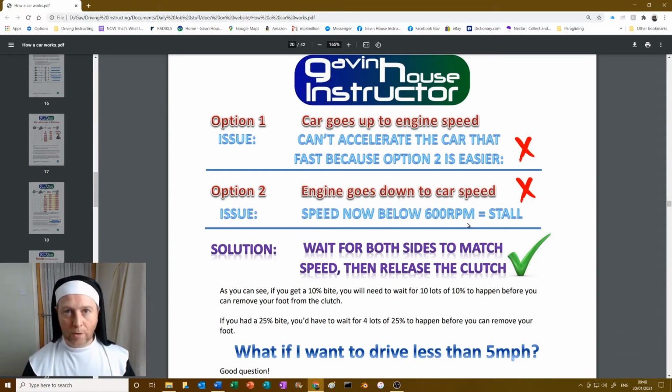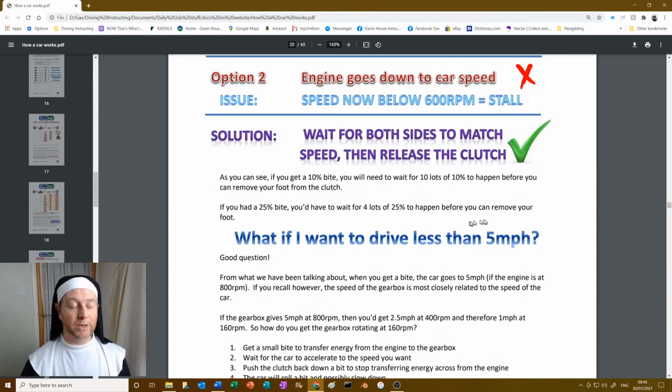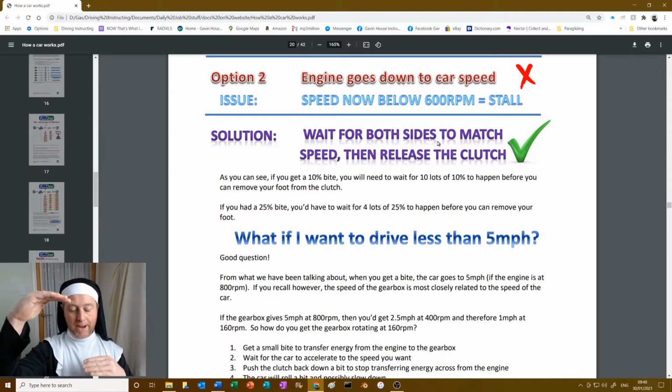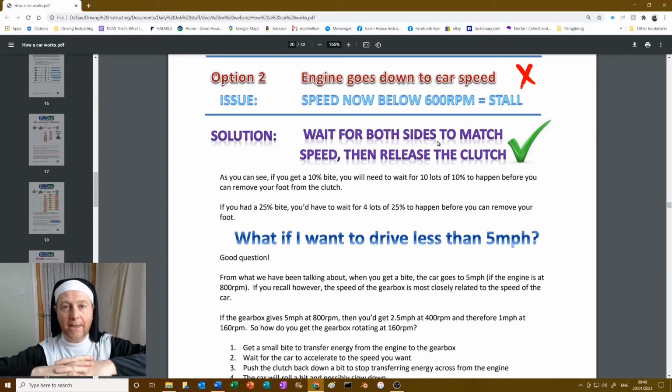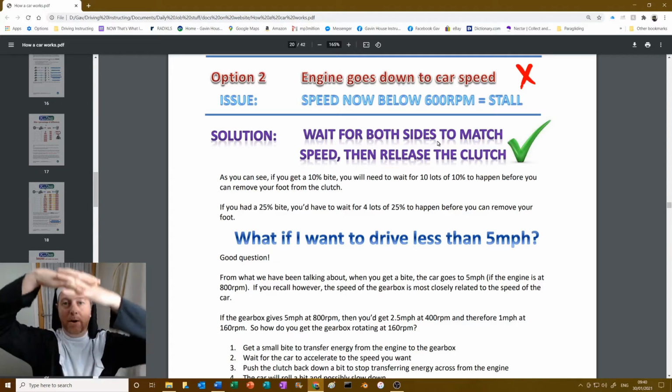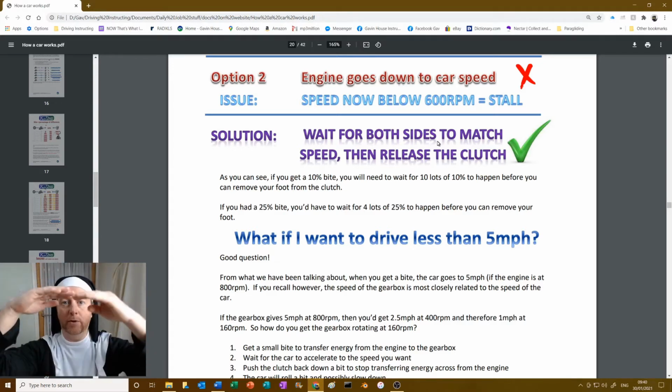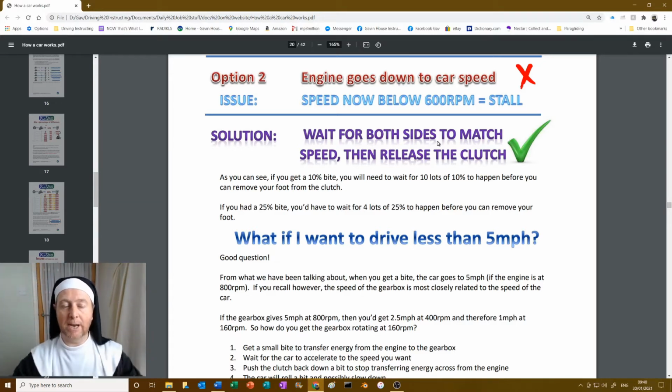So that would stop the car. The solution to this problem is you have to wait for the speed of the gearbox to get up to the speed of the engine. Then you can take your foot off the clutch because they will lock together. And now if you pick up the speed of one, it will carry the other, and so on and so forth. But if you want to slow it down, you must disconnect the engine.